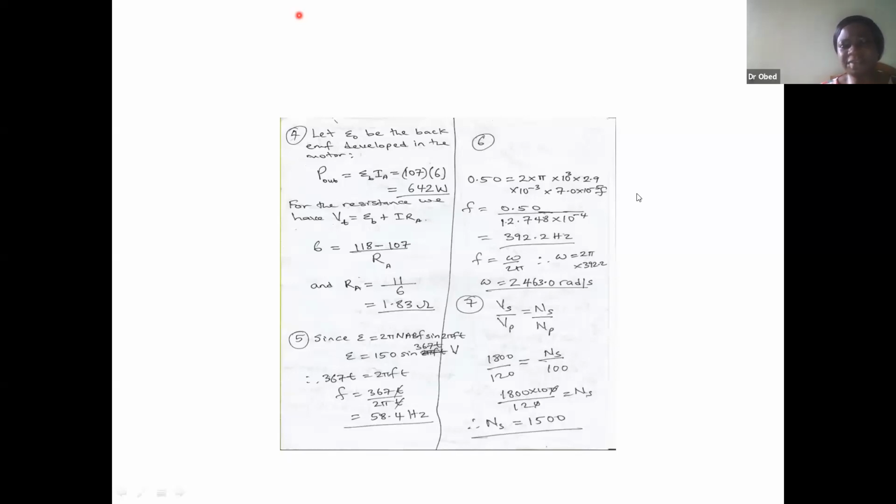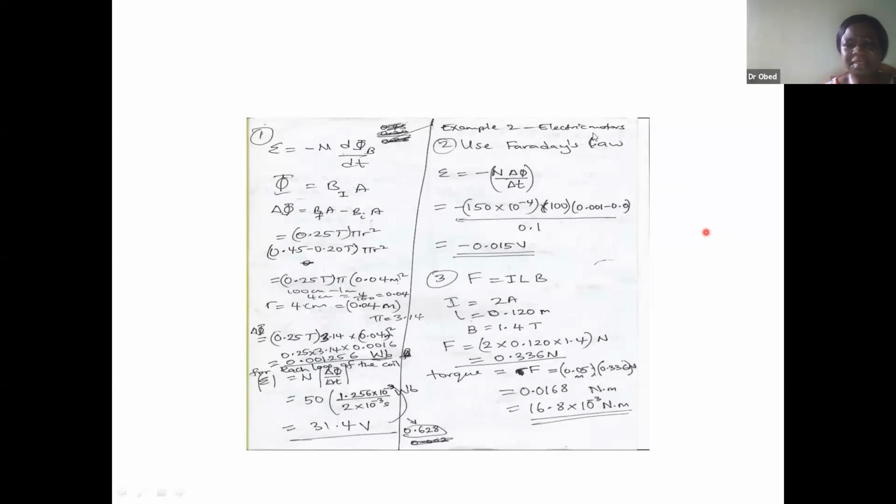Is it Faraday's law? Is it Lenz's law? Is it force you are looking for? Is it an average induced EMF? What is it that you are looking for? That will guide you. So you determine which principle or formula is applicable, then perform calculations with given data.